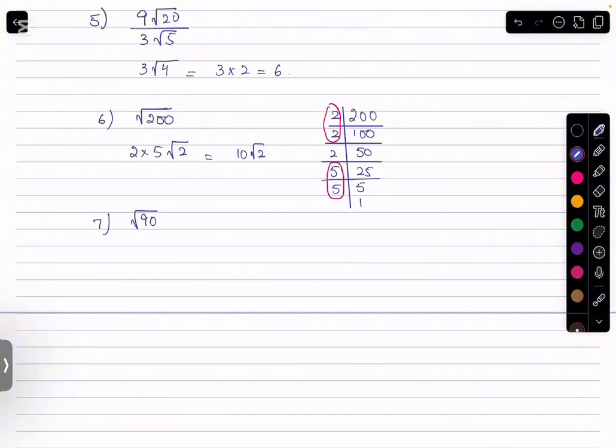What is your answer? Ma'am, is it 3 under root 10? Yes. Umema? Yes, I'm getting 3 root 10. Umema, tell me the factors quickly. 3 with 30, and then another 3 with 10, and then 2 with 5, and 5 and 1.